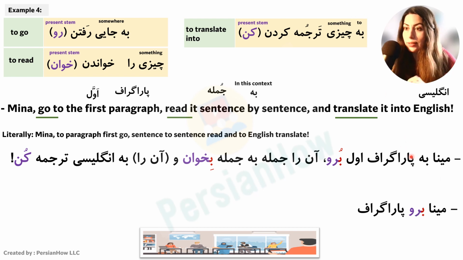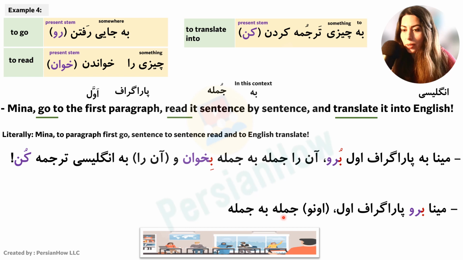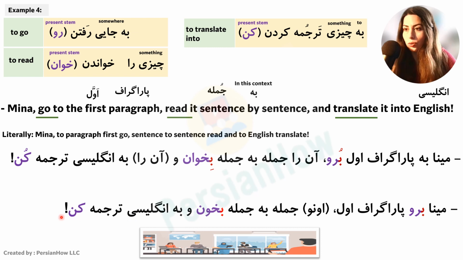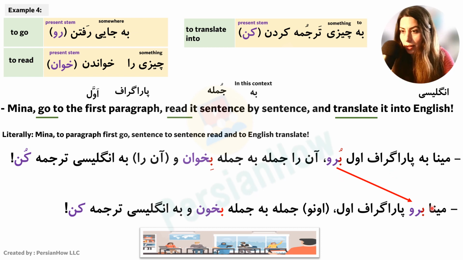Now let's take a look at the informal form. مینا برو پاراگراف اول. جمله به جمله بخون و به انگلیسی ترجمه کن. So what changed here? برو came earlier because we said this verb, رفتن, comes earlier a little bit.